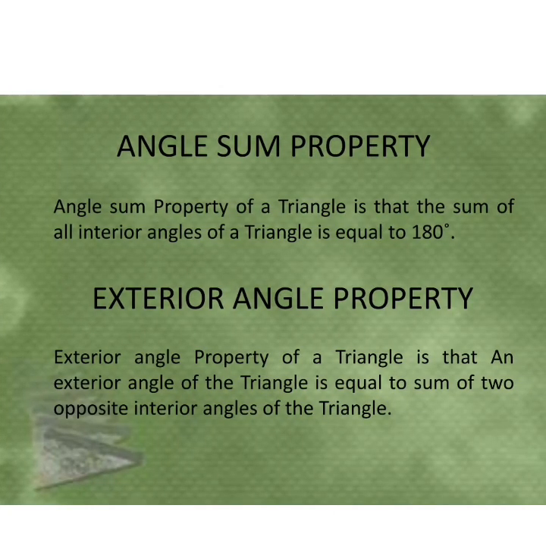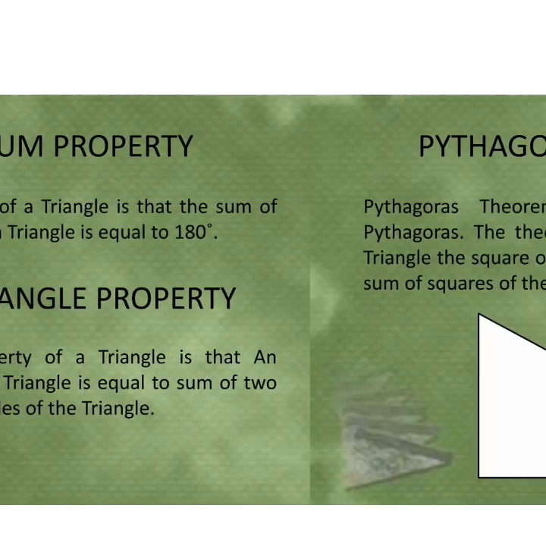Angle sum property of a triangle is that the sum of all interior angles of a triangle is equal to 180 degrees. Exterior angle property. Exterior angle property of a triangle is that an exterior angle of the triangle is equal to the sum of the two opposite interior angles of the triangle.